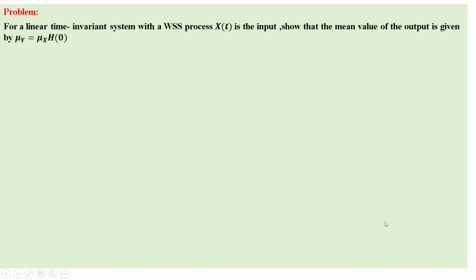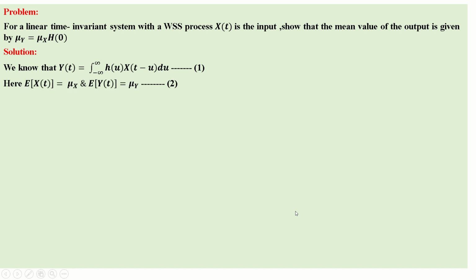Next problem. For a linear time invariant system with a WSS process x of t as the input, show that the mean value of the output is given by mu y, which is equal to mu x into H of 0. We know that y of t is equal to the integral from minus infinity to plus infinity of h of u x of t minus u du. That is equation number 1.